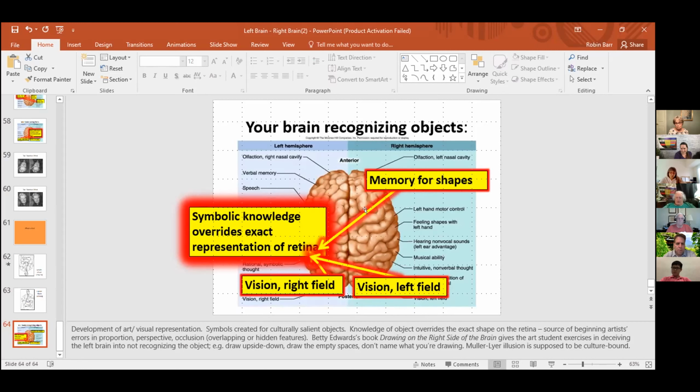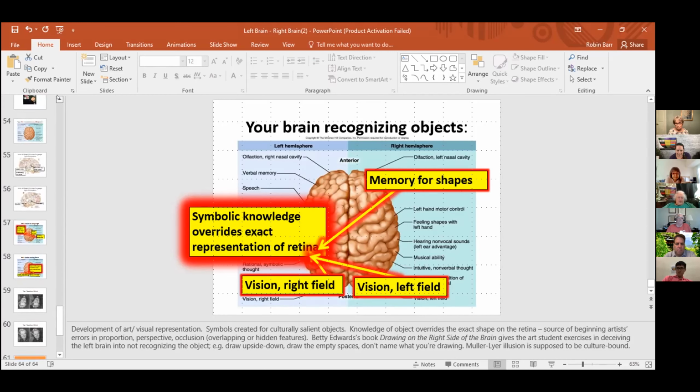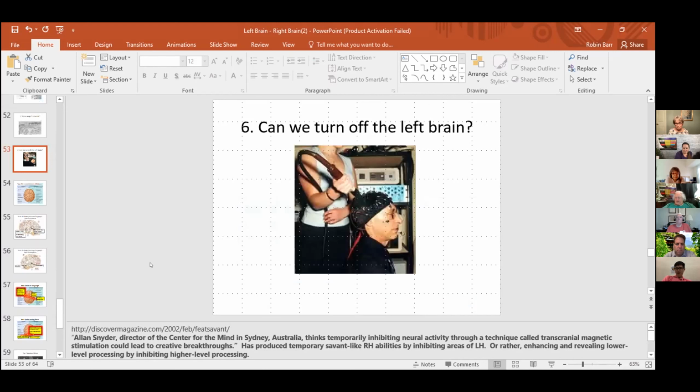But if it's a shape that is culturally important, it will get sent to this part of the brain, and the symbolic knowledge is going to override what your retina can do. Let me go back to where was it? Oh yeah, the creepy electrical stimulation of the brain.